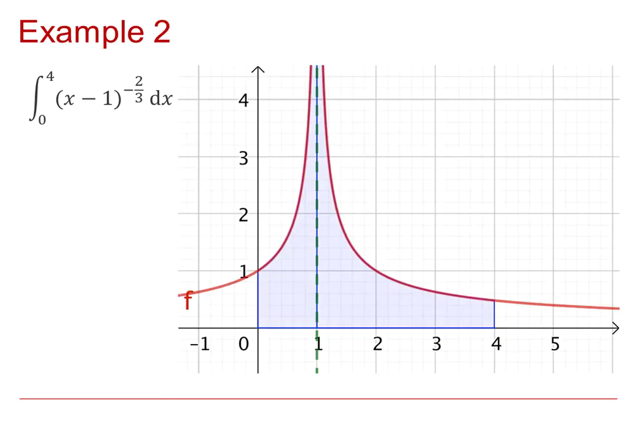Here's a second example where y equals (x minus 1) to the minus 2/3. When we write that y equals 1 over, in this case it'll be cube root of (x minus 1) squared, then we can see that it is not defined at the value x equals 1, which lies within the limits of the integral 0 and 4.